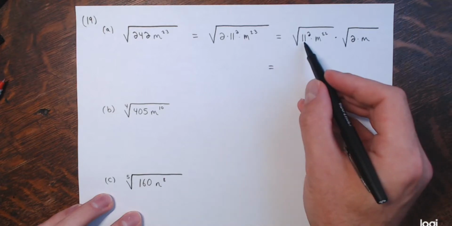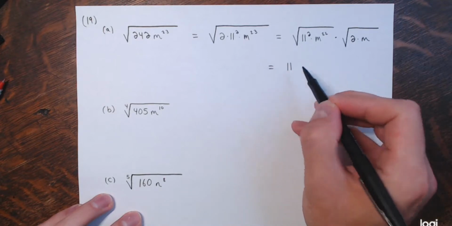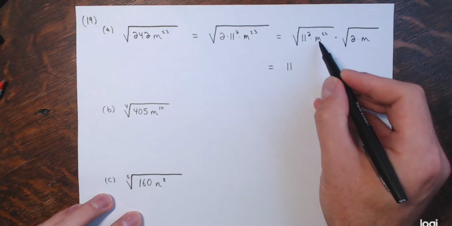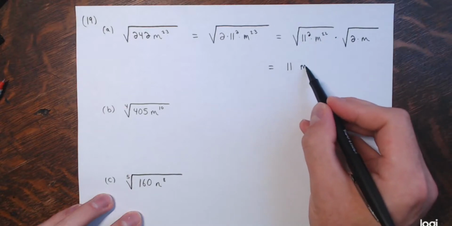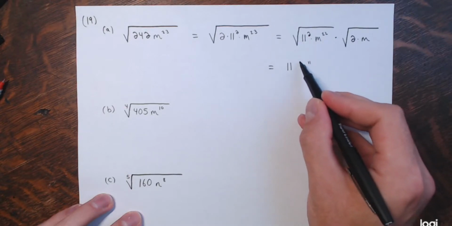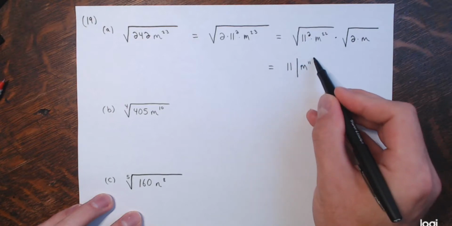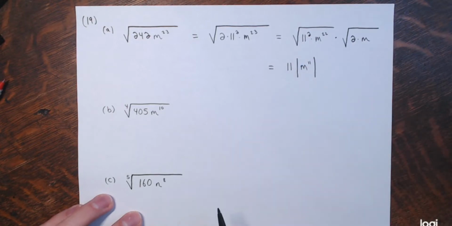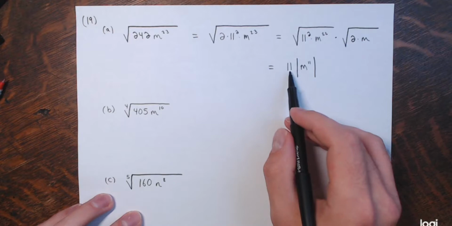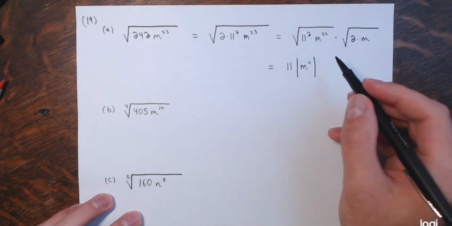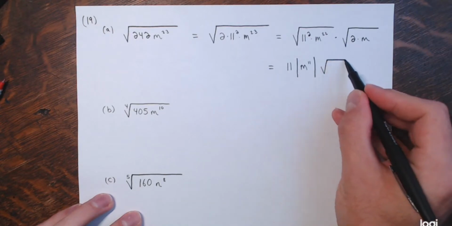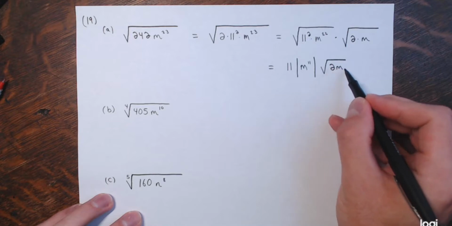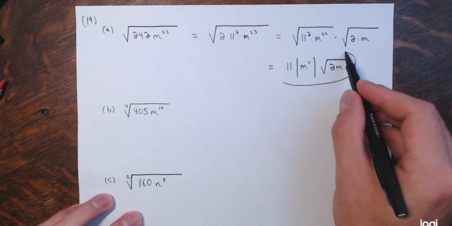The square root of 11 squared is just 11. No need for absolute values. The square root of m to the 22nd would be m to the 11th power, but that can be negative, so I do need absolute value symbols around that to ensure that it's not. So I have 11 times the absolute value of m to the 11th times the square root of 2m. Great.